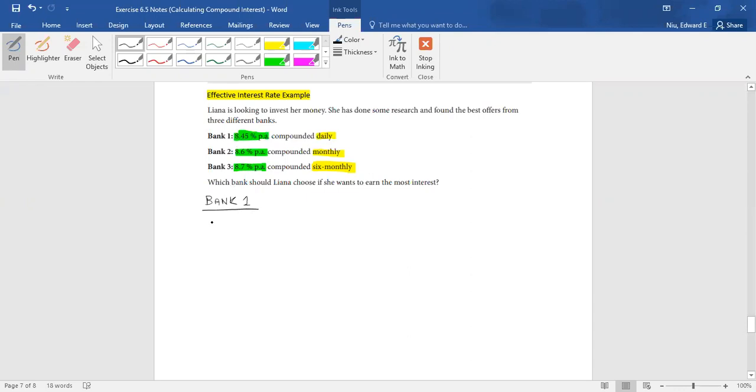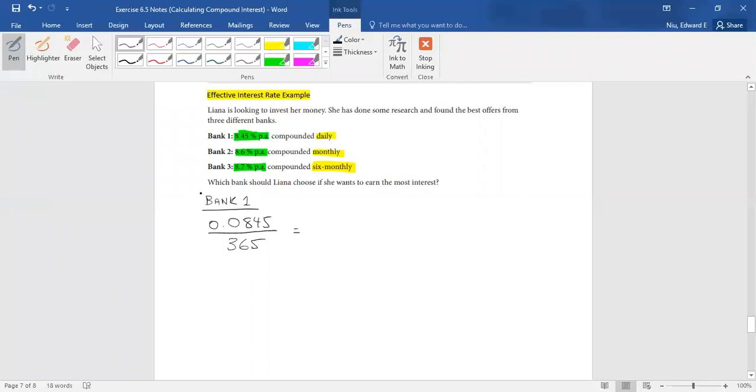So step 1, 0.085. Again, that's 8.5% as a decimal. If you're not sure how to get that by now, just divide it by 100. Hopefully you're familiar with interest rates and how to turn them into a decimal. But what we do is divide by the compounded period. Here we've got daily, so we think how many days in a year? Well, there's 365, and this will give us our daily interest rate.